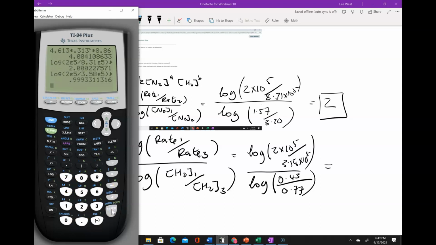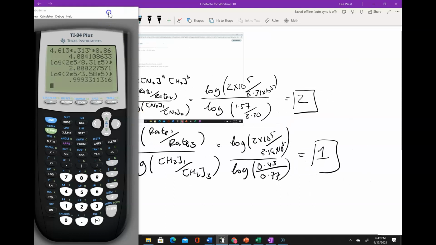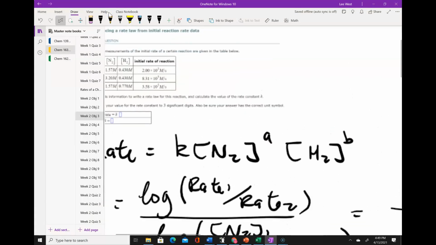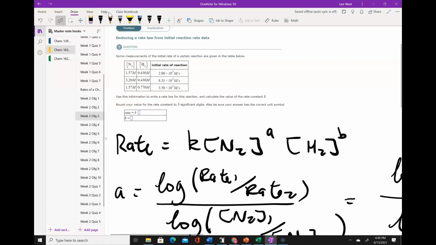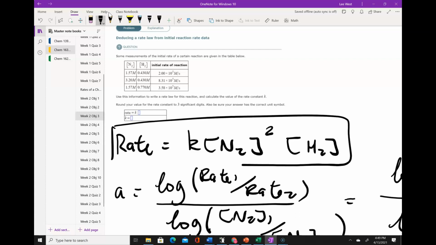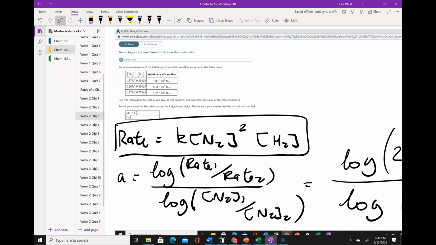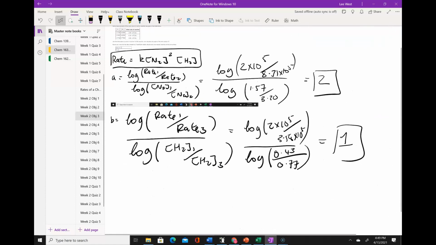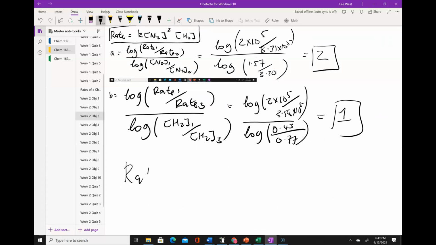Let's see what we get. Oh, so close to 1. So it's first order in H2. All right, so now we've got both the orders. We can answer that first question, which is, what is the rate law, right? And the rate law is that it is second order in N2 and first order in H2. So what we want to do now is reorganize the rate law and solve for K. So rate equals K N2 squared H2.